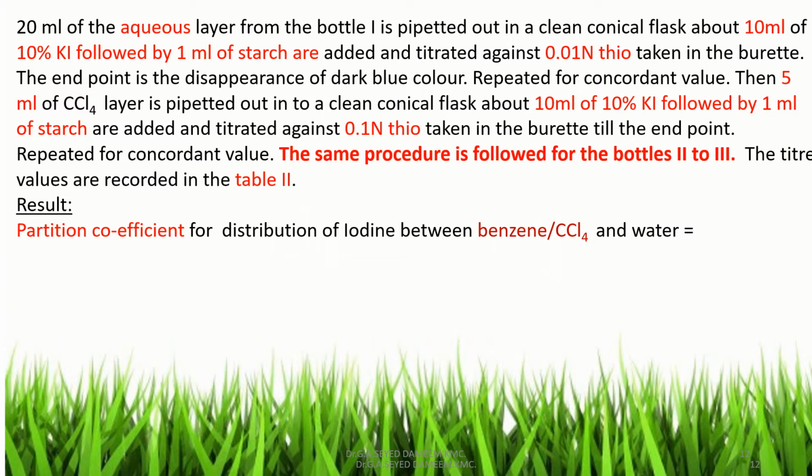The same procedure is followed for bottles 2 and 3, and the titer values are recorded in table 2. From the titer values, the partition coefficient is calculated, which is given in the next slide. And the result of the experiment: partition coefficient for distribution of iodine between CCl4 and water.